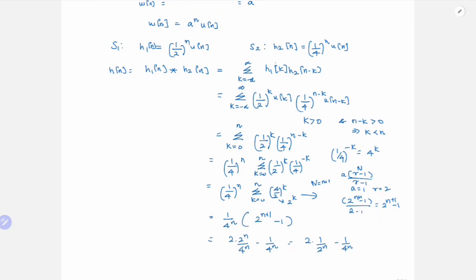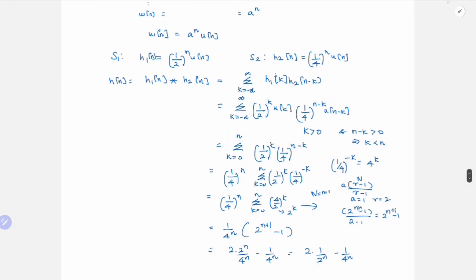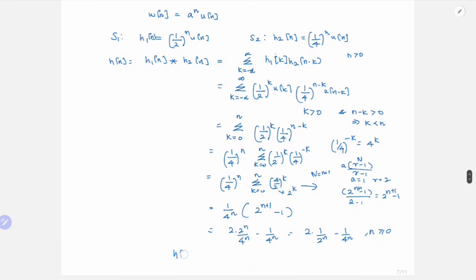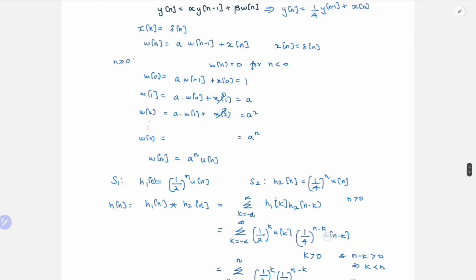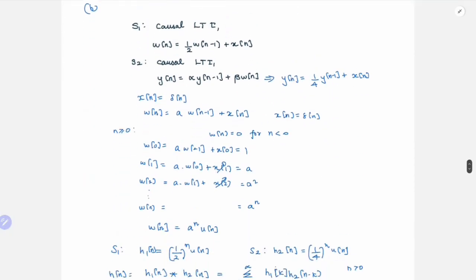So this will be equal to 2 into 1 by 2 power n minus 1 by 4 power n. And this is only valid for n greater than 0, because you know that when two signals are convolved, and if one signal is zero for n1 less than 0, and another signal is zero for n2 less than 0, then their convolution also will be equal to 0 for n less than n1 plus n2. Here n1 and n2 are zeros. So this also is valid only for n greater than or equal to 0. And otherwise you can write h of n as 2 into 1 by 2 power n minus 1 by 4 power n u of n. Okay. So this is how you solve this question.